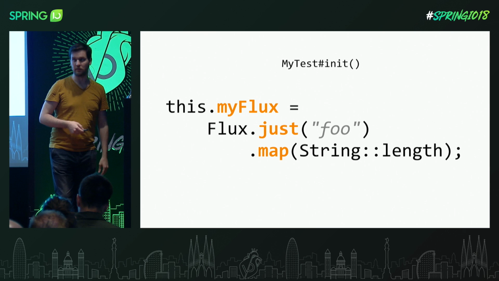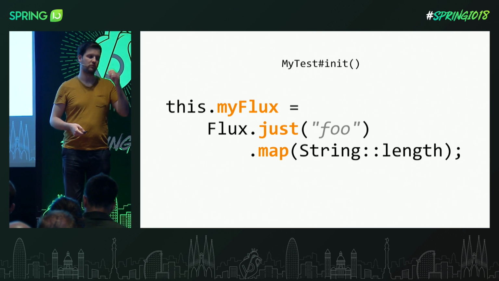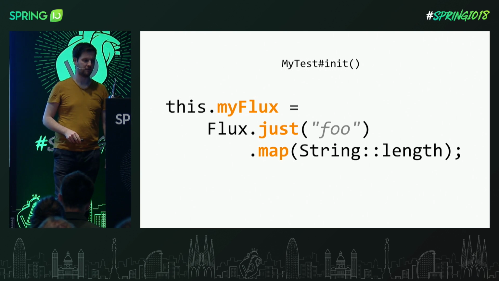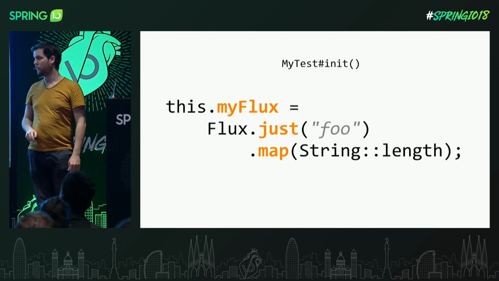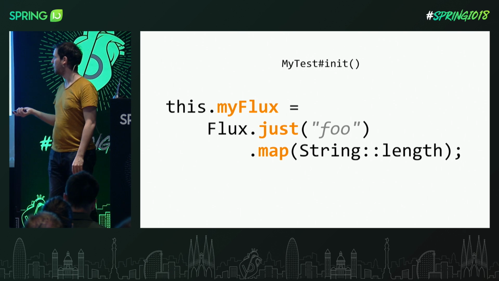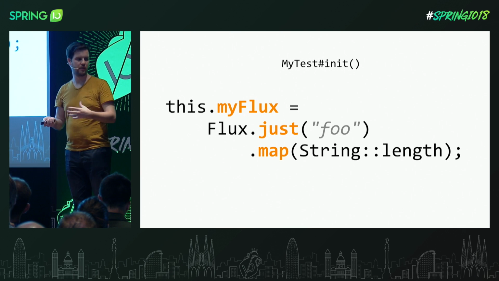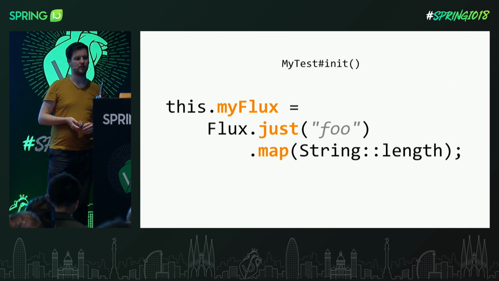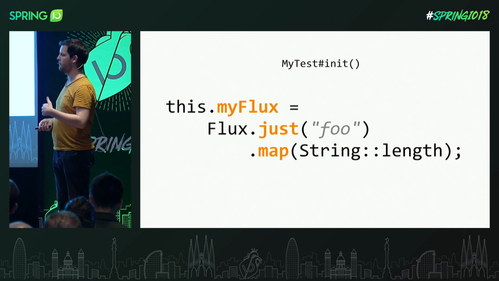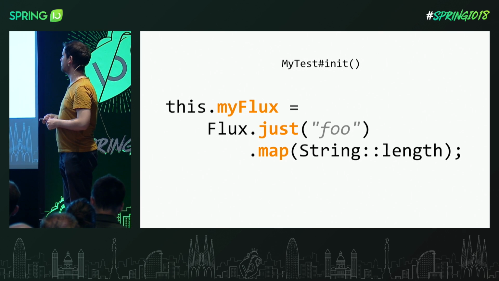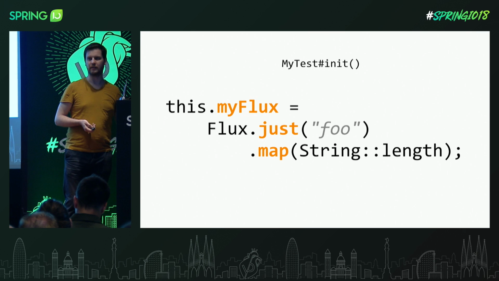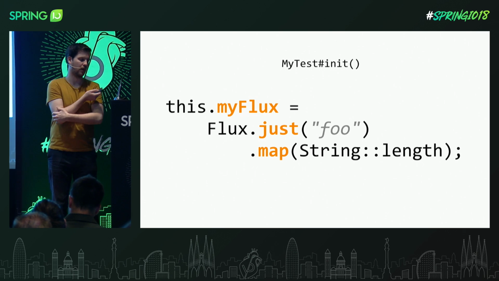So it looks a bit like this. You might have a myTest class, and you have an init static method in which you define an attribute of type Flux, myFlux, to be just the value foo, and then you want to map that string that comes from the source into a length. So you call string.length, or in this case the method reference. And by doing that, you have just described an asynchronous pipeline where whenever it's ready, it will emit the string foo and immediately asynchronously transform it into the length.